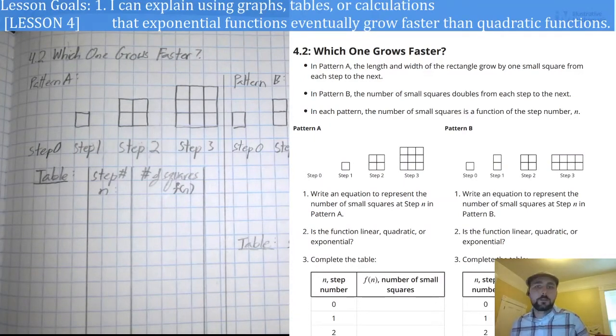And if you've already done all these problems, then great. You already have knowledge about both of them. If you haven't, then feel free to follow along in kind of the order that I'm doing them, pattern A and pattern B. We are also going to do these problems in reverse order.